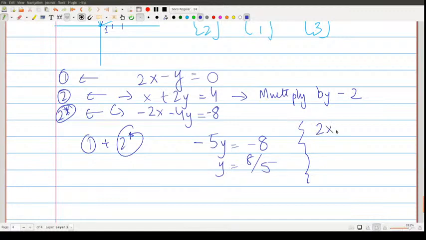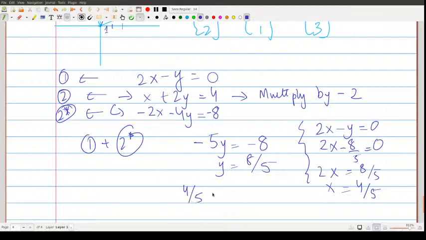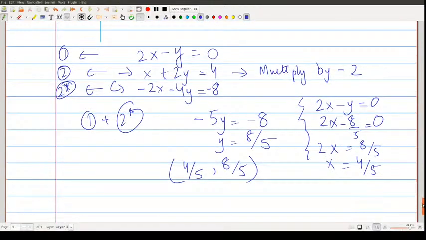So 2x minus y equals 4, 2x minus 8 upon 5 equals 0, and x is equals to 8 upon 5. So I get x is equals to 4 upon 5, right? So the solution that I'm getting is 4 upon 5, 8 upon 5. And now let's go to the column picture and see what this means.